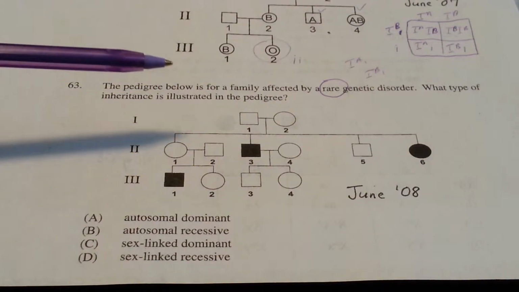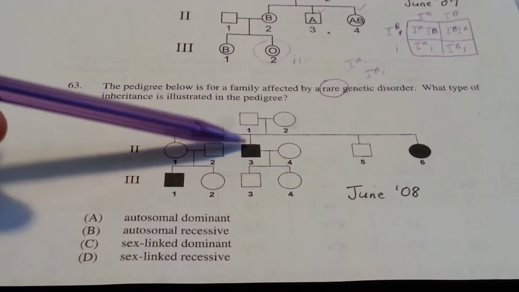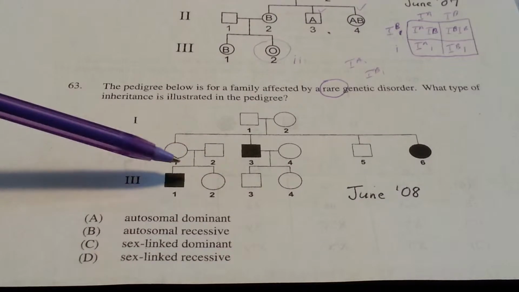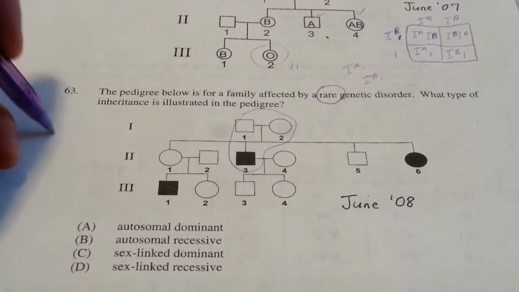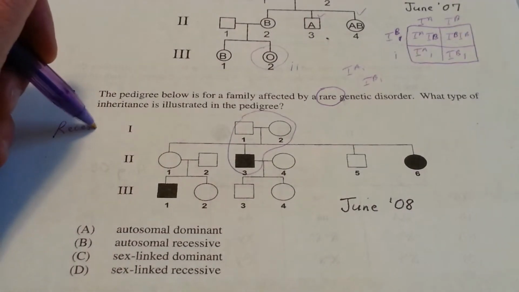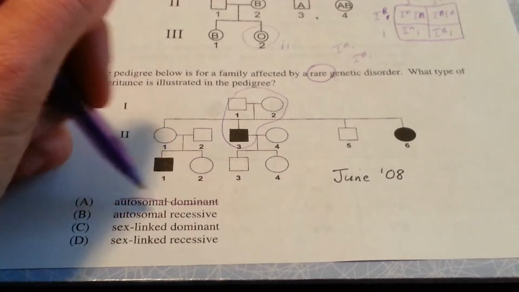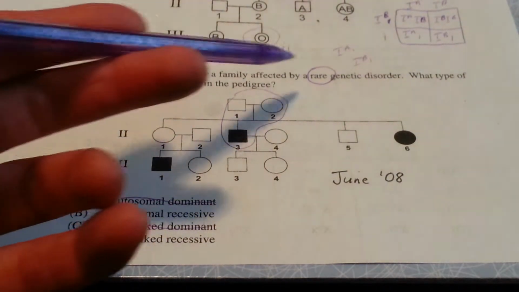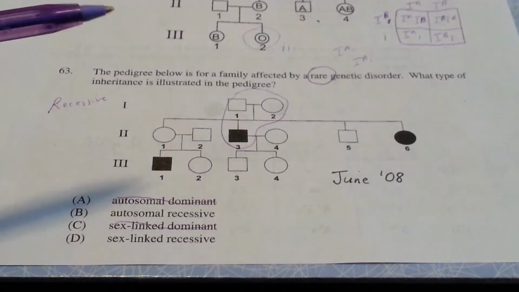Also, what you see with recessive is that you can have parents who don't have a disorder, but then have an offspring that does. And we do see that in this case here. We also see it in this example here. So this would be an indication that the disorder is recessive. Okay, so we can automatically take out autosomal dominant and sex-linked dominant. Plus, we know that most genetic disorders which are rare are recessive.